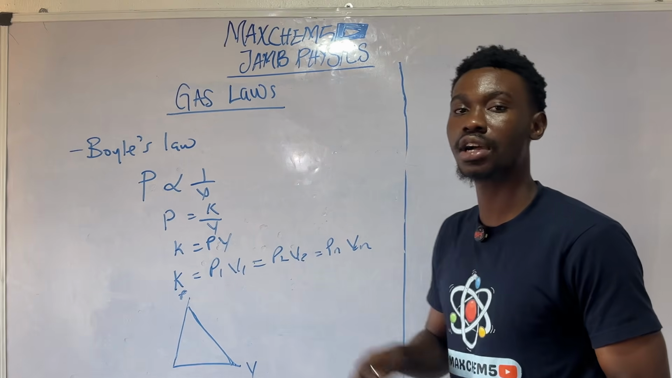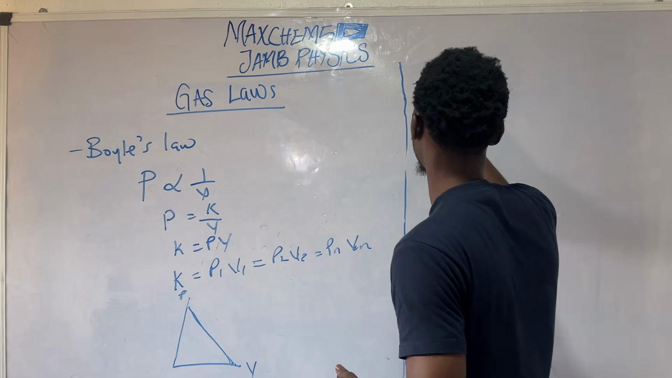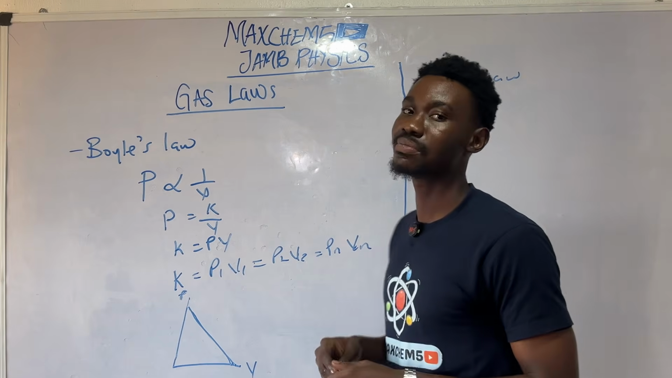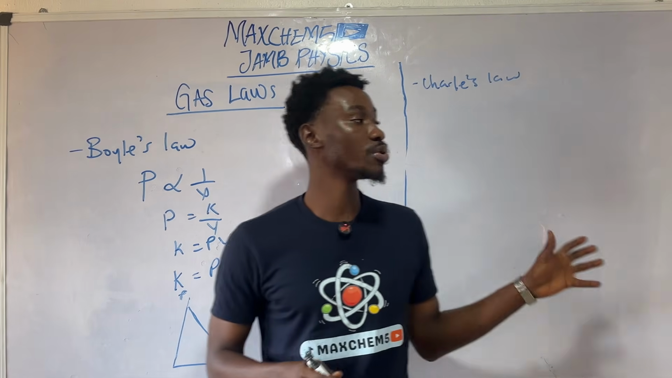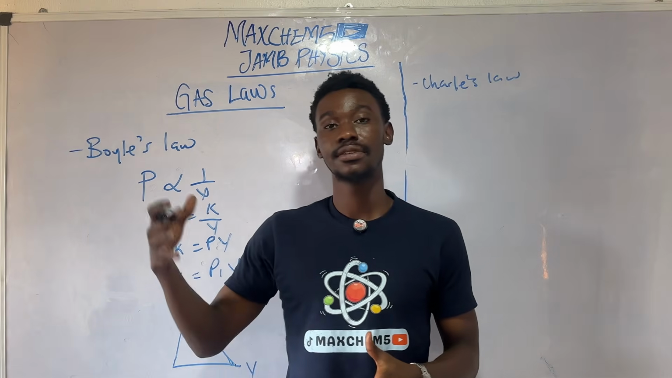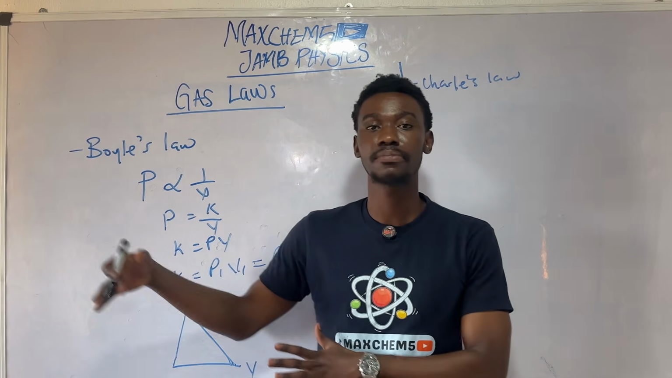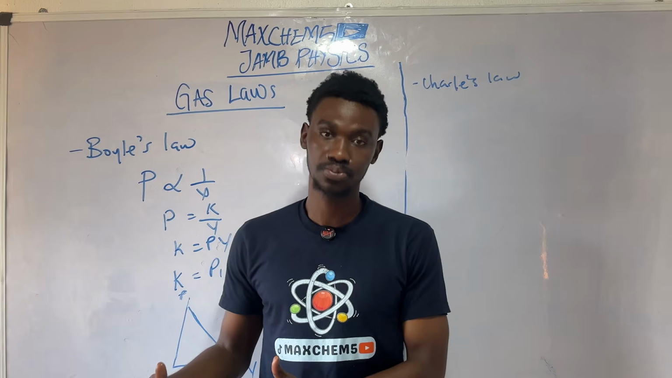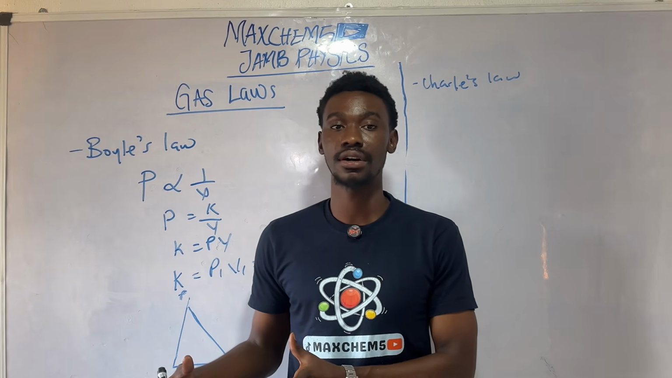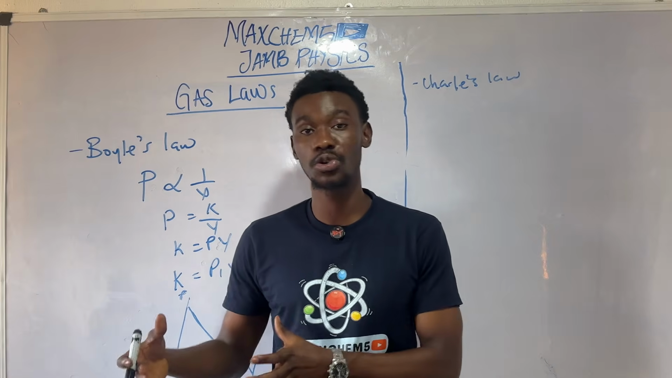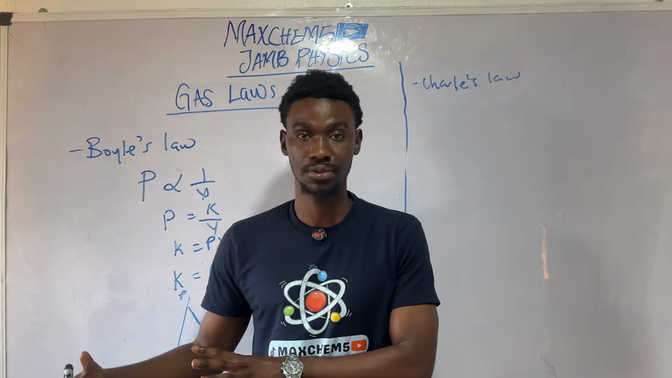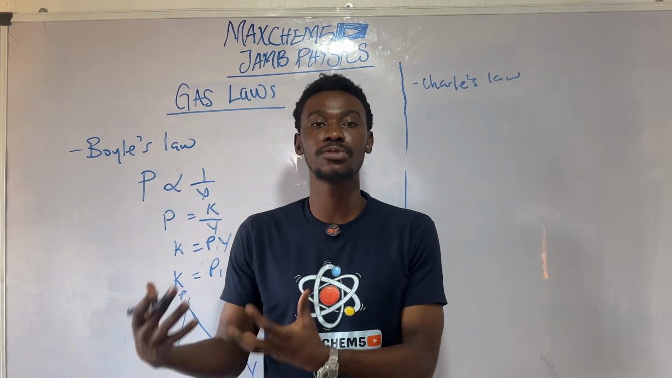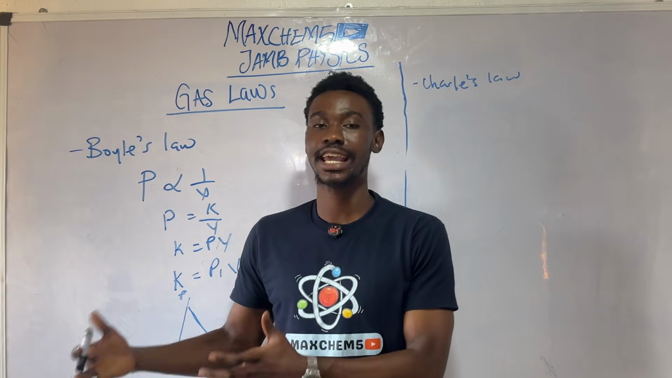The next law I would like to talk about is Charles' law. Now, Charles' law is quite similar to Boyle's law, but in Charles' law, we are considering volume and temperature while keeping pressure constant. Charles' law states that for a given mass of gas, the volume is directly proportional to the temperature. That means an increase in temperature would lead to an increase in volume, provided that the pressure is being kept constant.